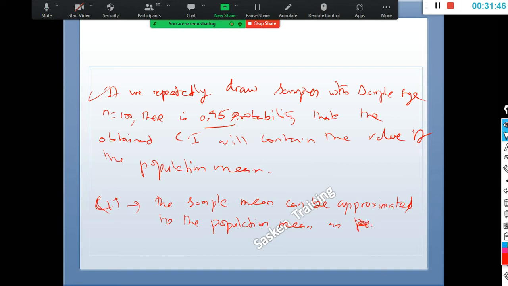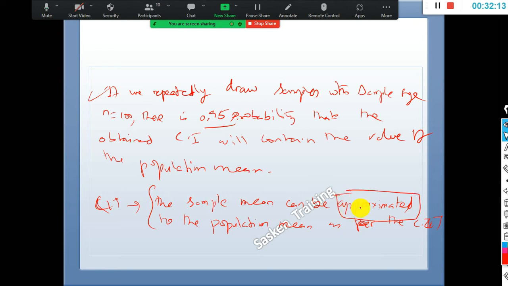As per the central limit theorem, that is the reason why we don't want to break our head, or do heavy lifting by drawing multiple samples and finding out the confidence interval for each sample. We are not doing that because the sample mean can be approximated to the population mean as per the central limit theorem. So you need to remember this thing.